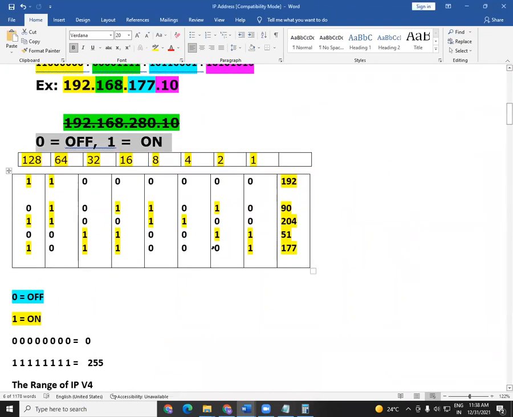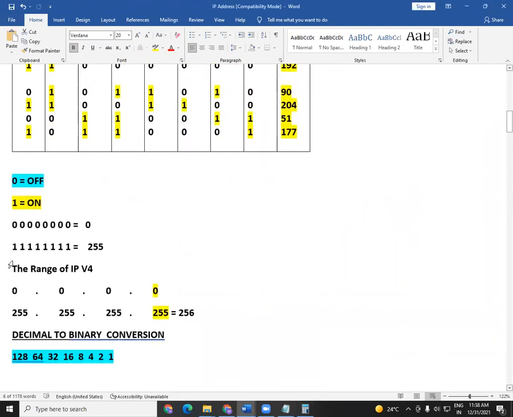There are some other examples here. You can check this later. Now see here. If all the bits are zeros, then it is 0, and if all the bits are ones, then it is 255. That means the IP version 4 range is between 0 and up to 255. That means in every octet, we can take a number between 0 and 255 only. You cannot take a higher number than 255.